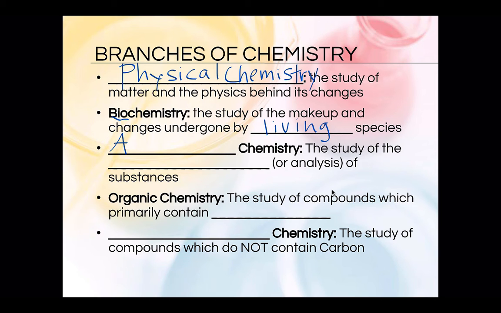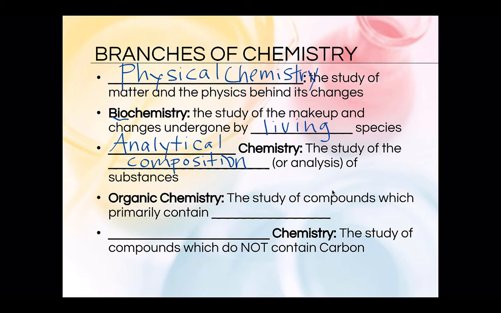Analytical chemistry is where we study what a substance is made of. We call this the composition of a substance. And that's done by analyzing the components in the chemicals. So it's called analytical chemistry.